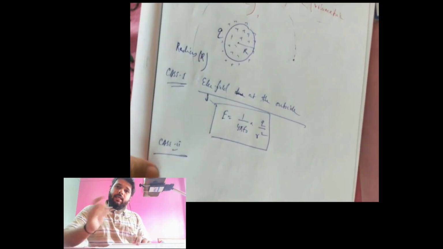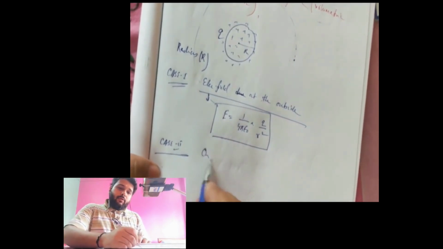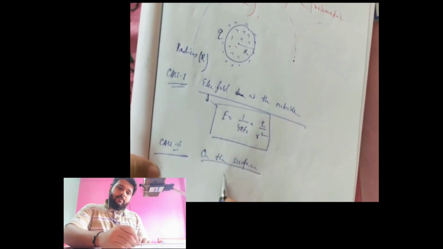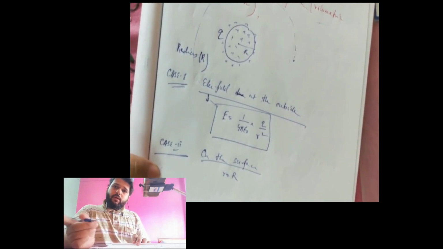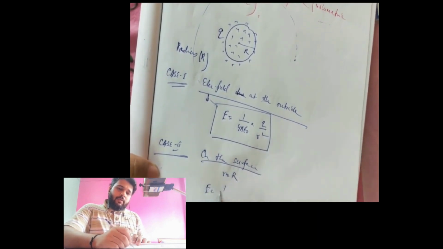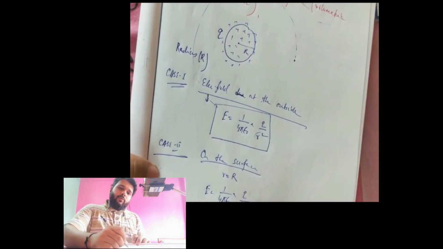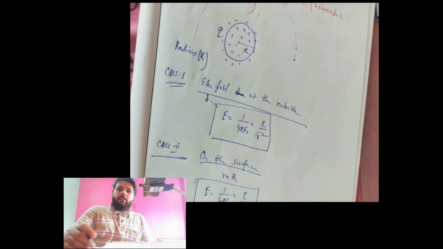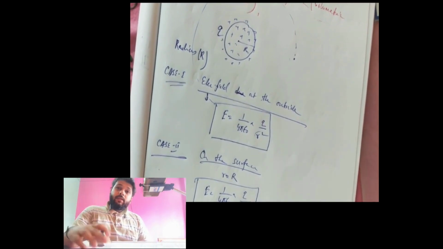Okay. Now, case 2. For the second case, we are going to calculate electric field on the surface, and just remember, on the surface the small r will become equal to the capital R, that is the radius of the sphere. So electric field will be same, 1 by 4 pi epsilon naught into q by, in place of the small r we'll put capital R.